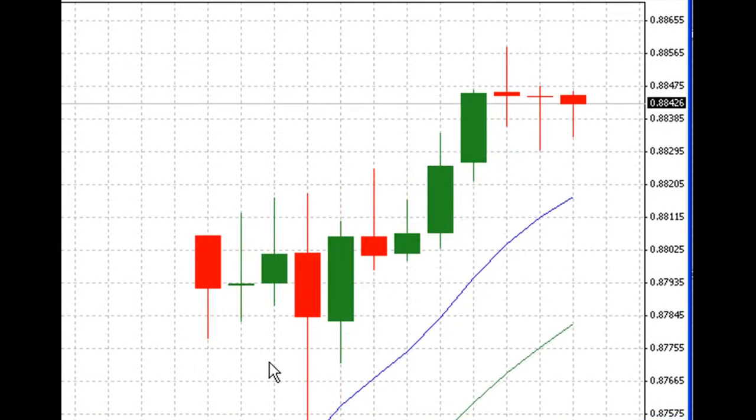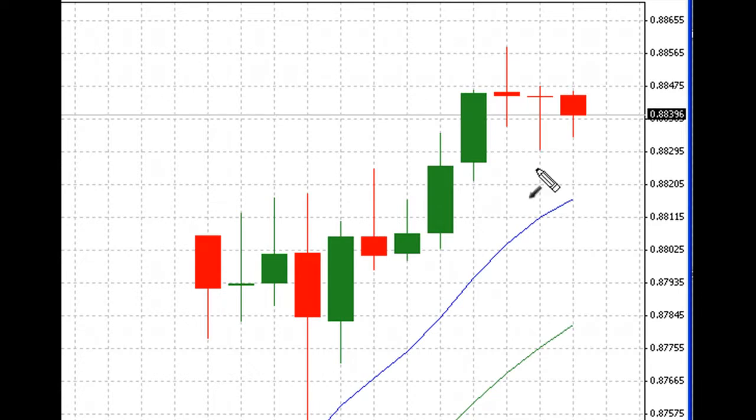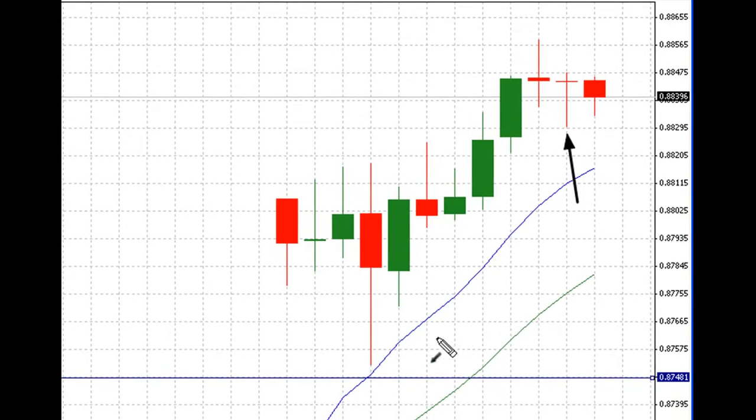So now we may have another pivot low forming here if this bar's low does not break this low here. So let me just draw that for you. So if this bar's low here does not go lower than this low here, then this low is going to be a pivot low and we can move our stop from this point here up to here and lock in all that profit.